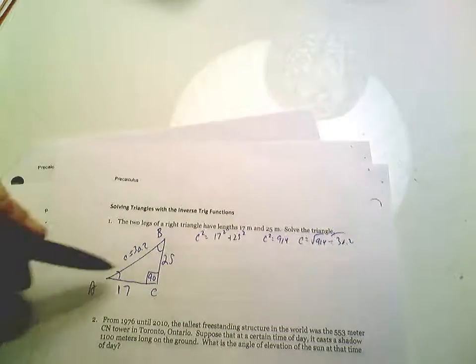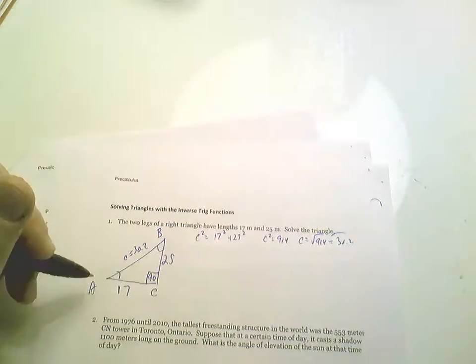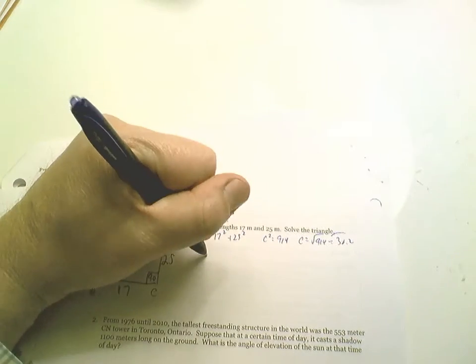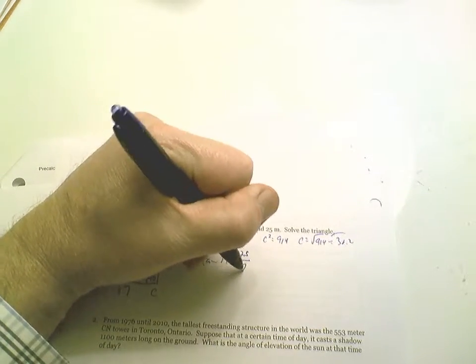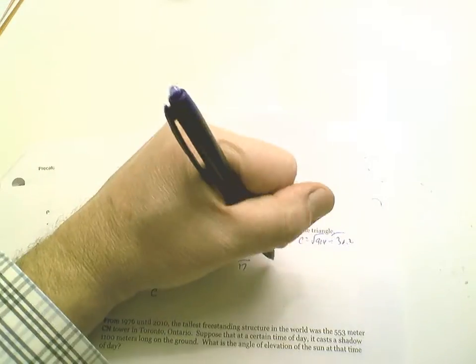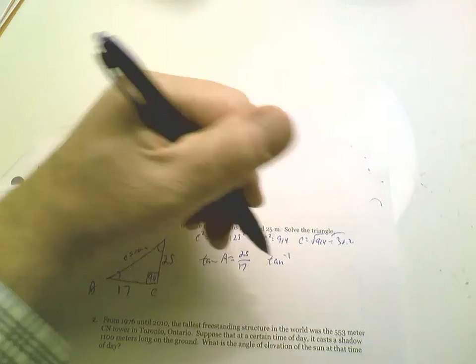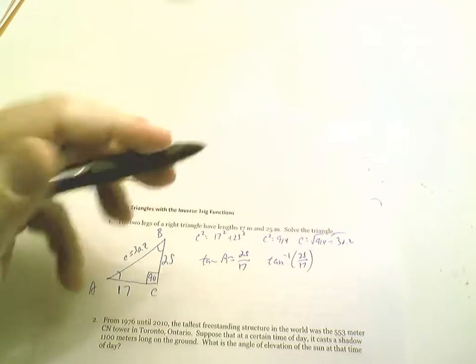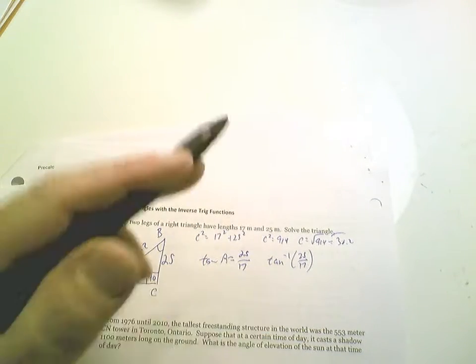Now, all I need to do is, tell you what, I'm going to try to find angle A first. And what I know for angle A, 25 is opposite, 17 is adjacent, 30.2 is the hypotenuse. I'm going to use the tangent function. The tangent of angle A equals 25 over 17. That tells me that angle A is equal to what? The inverse tangent of 25 over 17. Trig, angle equals value. Inverse trig, value equals angle.